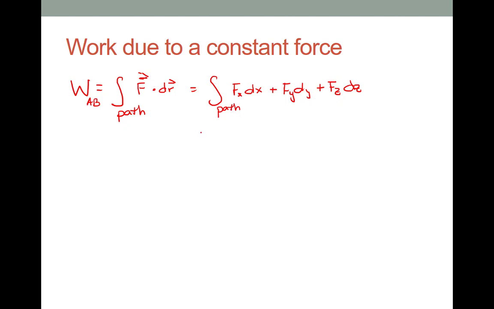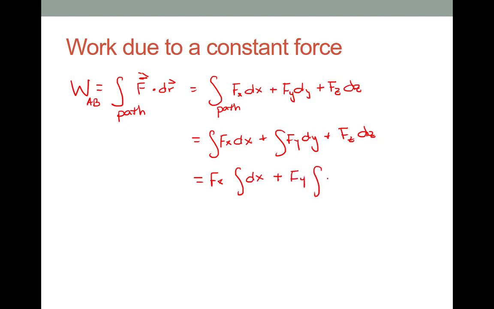Now I can separate this out into three separate integrals. So I have the integral of f of x dx plus the integral of f of y dy plus the integral of f of z dz. But if the force is constant, that force pulls out of the integral in all three cases.